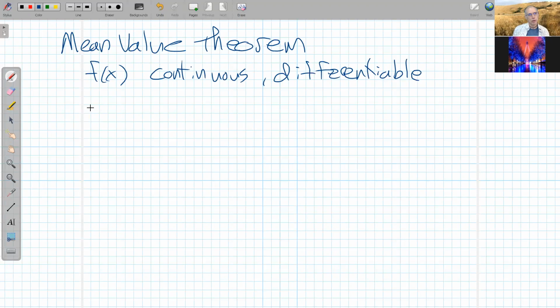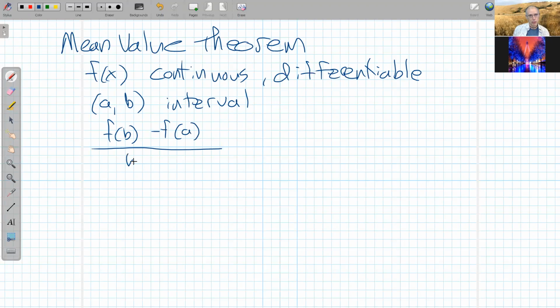An average value of a function is when you have 2 points. So we've got this interval a, b. And then we look at f of b minus f of a over b minus a. So this is the average value of the function over that interval.